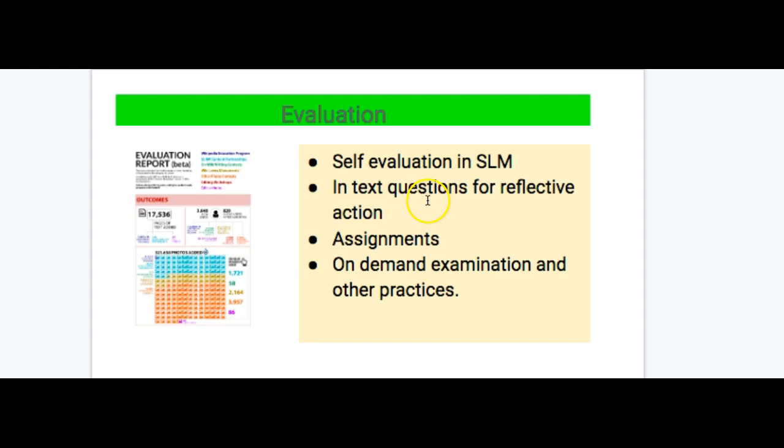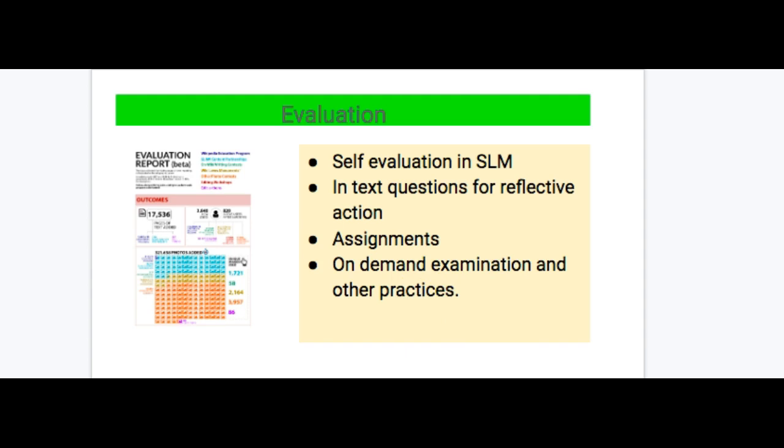Now comes the evaluation. Although evaluation is to an extent there in the self-learning material for a constructivist purpose, where the study material is designed in such a manner that the learning activities are given inside and the discussions are also there, and the learner self-evaluates the progress from time to time within the unit or after the end of the unit, or after the block ends, the assignments are also given, and the evaluation of these assignments is done with the help of learner support services, either at the learner support centers or at the regional center, and the grades are uploaded, and on-demand examination and other practices are conducted through learner support services.